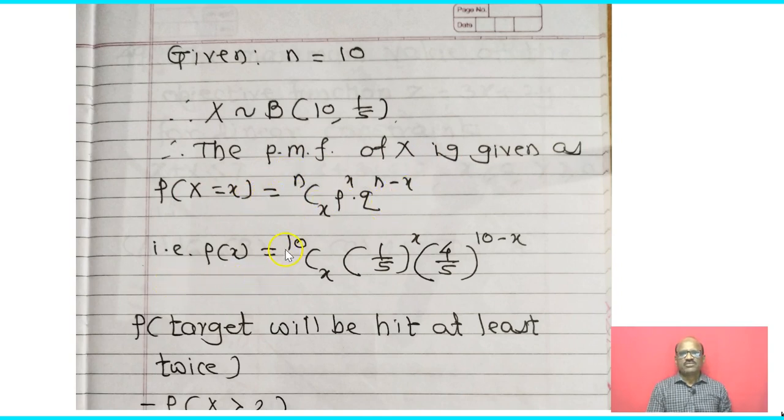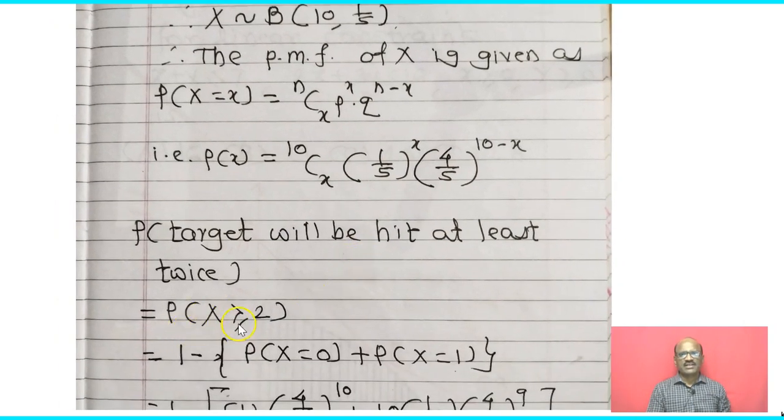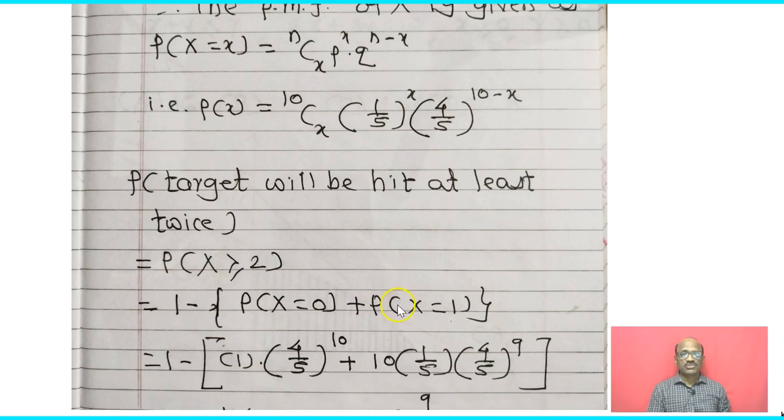That is, P(X = x) = 10Cx (1/5)^x (4/5)^(10−x). That is, the target will be hit at least twice, that is, P(X ≥ 2). Therefore, we find the probability as 1 minus [P(X = 0) and P(X = 1)].